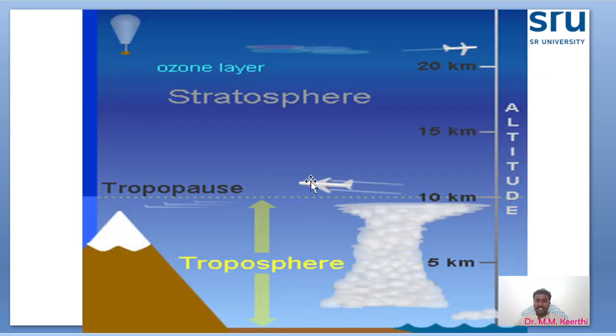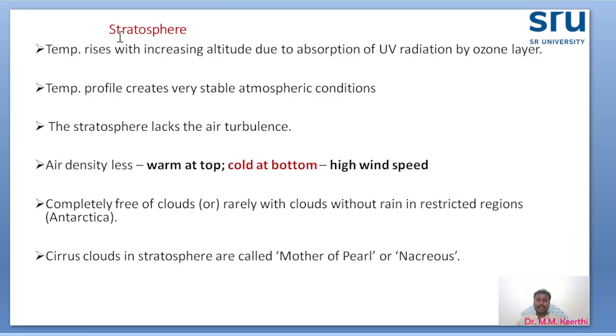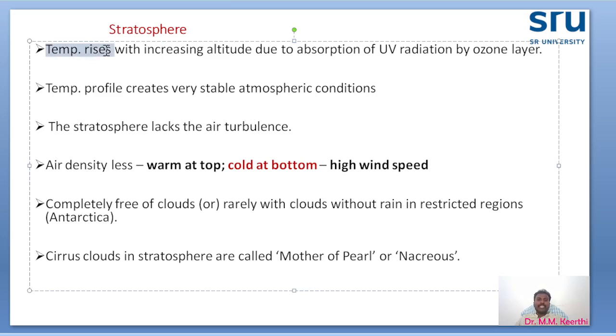This region comes under the stratosphere. Here temperature rises. Carefully listen. Temperature rises with increasing altitude. So as altitude increases, temperature also increases. Why? Due to the absorption of UV radiation by the ozone layer. Here the ozone layer will start, and the ozone layer's presence means UV radiation will be absorbed. When the altitude increases, temperature also increases because of the absorption of UV radiation by the ozone layer.